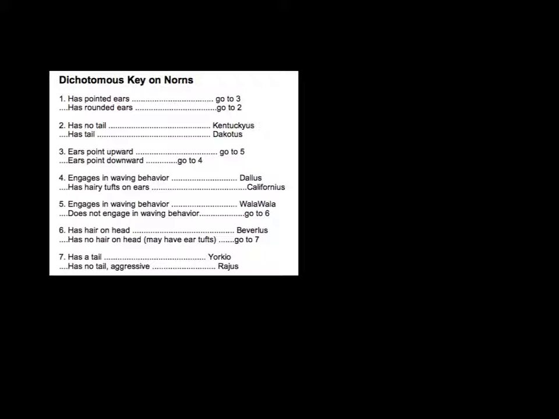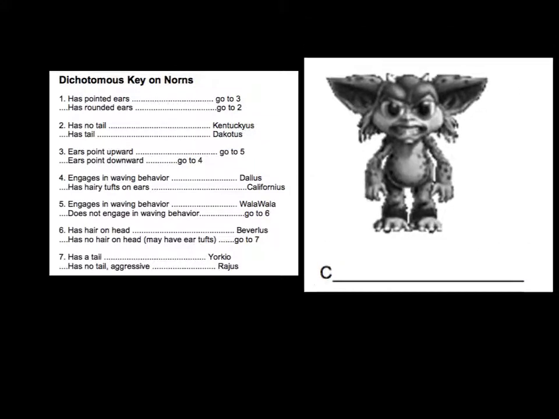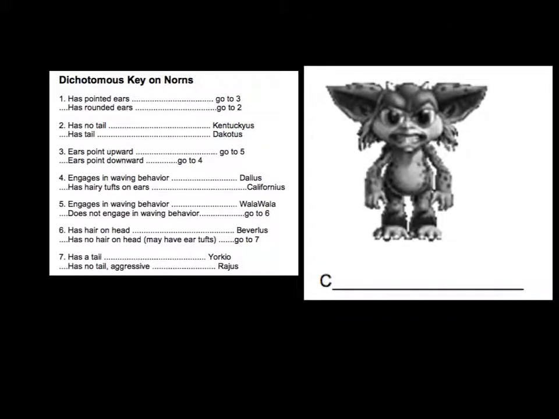C. We're doing it again. No, I don't get how to do it. Okay, Ty, you listening? Here we go. So you're going to lead me through this. So you are looking at step 1, and what two options do you have on step 1 to decide the name of C? Read it out loud. What are your two options? Has pointed ears and has rounded. Okay, so does he have pointed ears or rounded ears? He has pointed. Okay, so has pointed ears, followed across. What step do you go to?